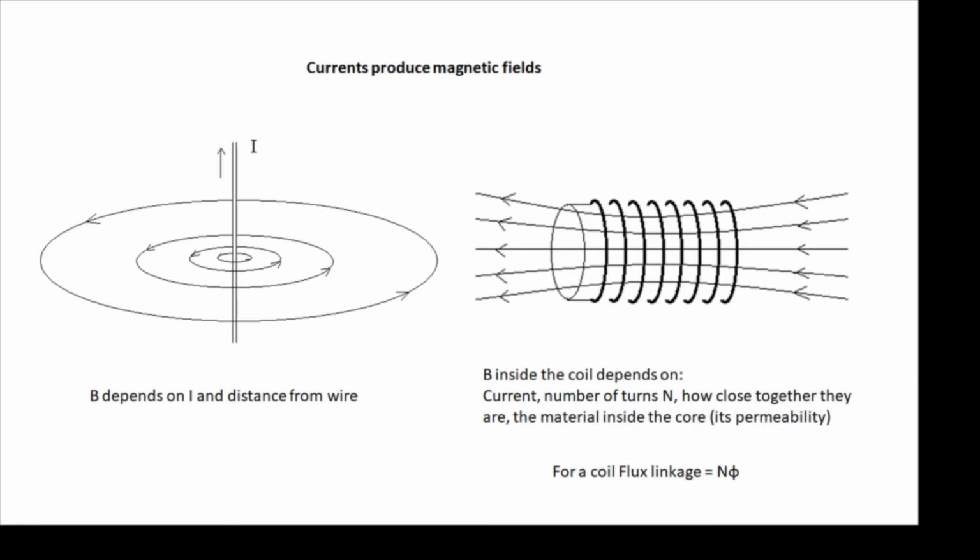I'll introduce a term now, flux linkage. Flux linkage just means that if you have a coil with N turns, then instead of just saying phi, you say N phi. N phi is the flux linkage. Basically, multiply by the number of turns to get the flux linkage.